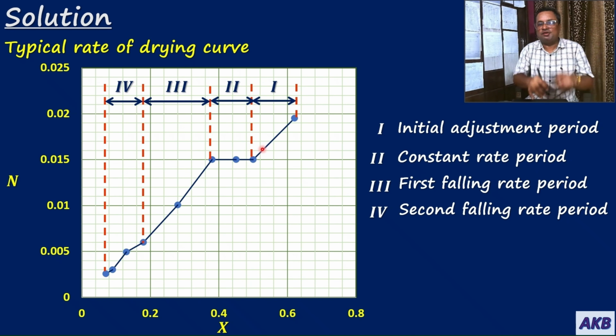And I hope you have learned how to use the drying test data to first plot the drying curve, and then how to use the drying curve to plot the typical rate of drying curve. So I hope you have followed what I have done in this numerical example. If you have any doubt, please mention those doubts in the comment section. For this video lecture, I will stop. In my next video lecture, I will discuss another numerical that is based on estimation of time for batch drying.